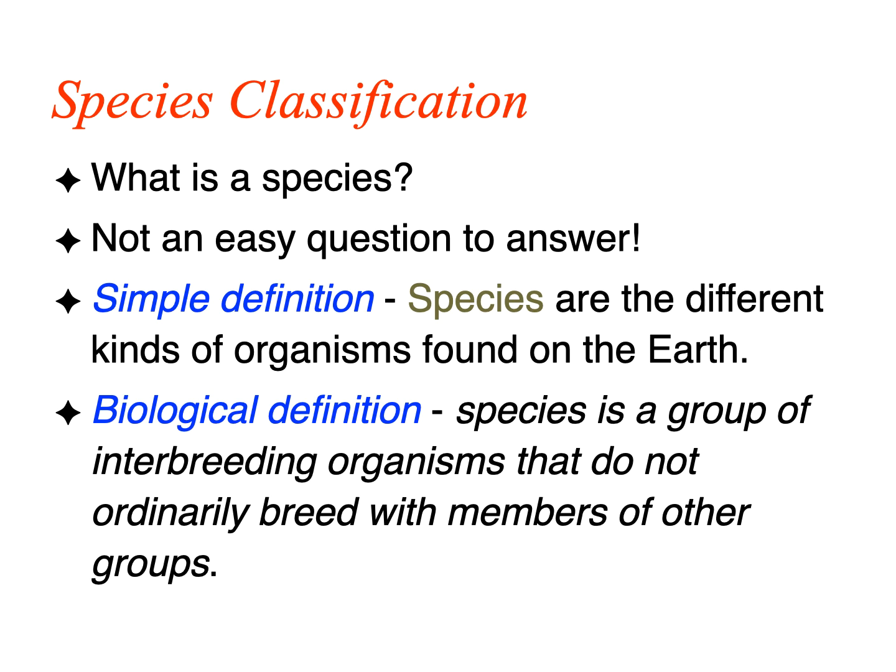The biological definition of a species is a group of interbreeding organisms that do not ordinarily breed with members of other groups. So with this definition, you could have 2 groups of organisms that, if they were put together, could produce viable offspring, but normally they don't. They're separated in space, and therefore they're a separate species.